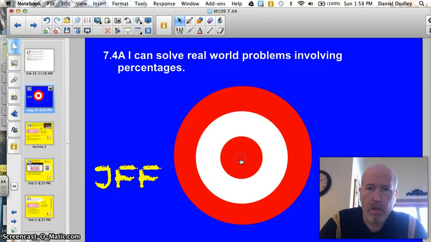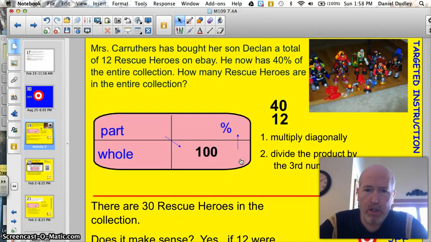Let's do this thing. All right, Mrs. Carruthers has bought her son Declan a total of 12 rescue heroes on eBay. He now has 40% of the entire collection. How many rescue heroes are in the entire collection? Use the box, Luke.